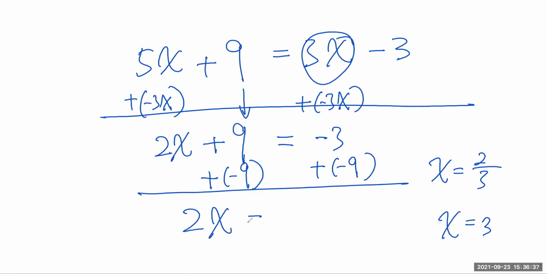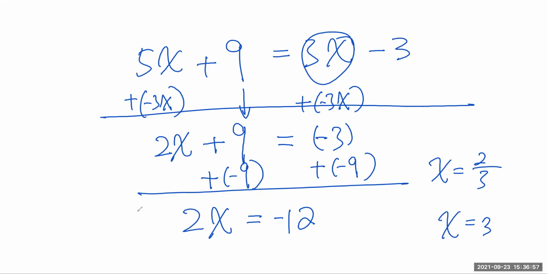How about on the right? Negative 3 plus negative 9 is? Negative 11. No, oh wait, close. Okay, negative 12. Negative 12. Very good. And then what do we do?